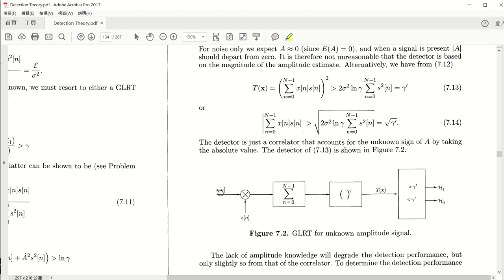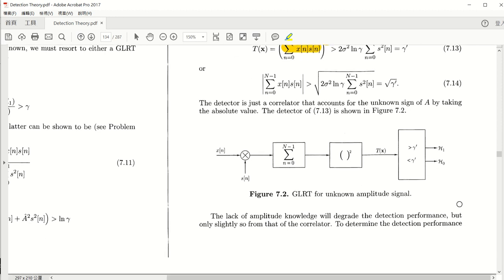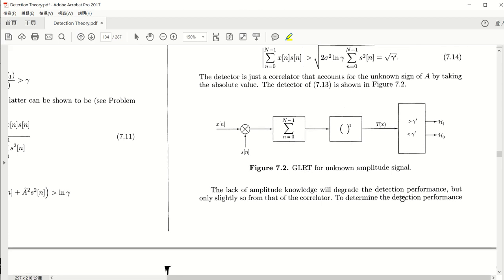You have x coming in, you multiply with s, and you do the summation, then you get something like that. And you do the square, and you come up with T of x, and you compare with the threshold, and it gives you H1 or it gives you H0. So that's the GLRT. That's the GLRT for unknown amplitude.